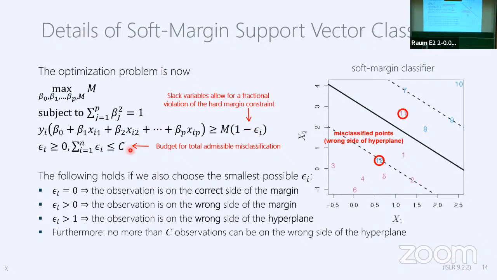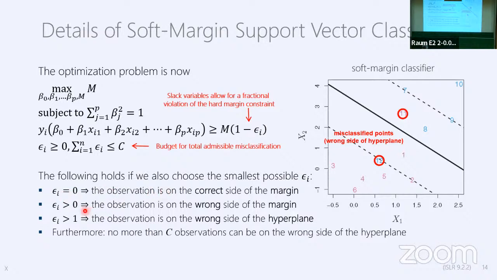And so again, this is another optimization problem. We can still plug it into the library and we'll get now solutions for the betas, and we'll also get solutions for this epsilon I. And because the best thing to do is to choose the smallest possible epsilon I, when we do this, we can interpret these values. So if epsilon I is 0, what does that mean? We're on the correct side of the margin. No need to add slack.